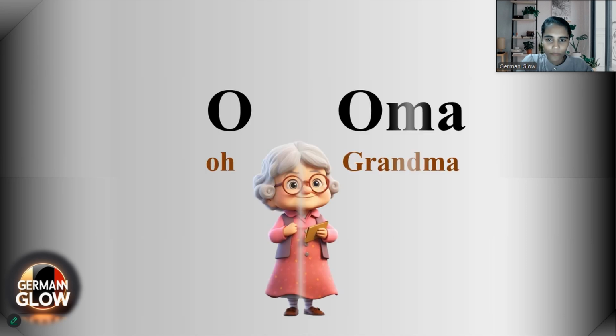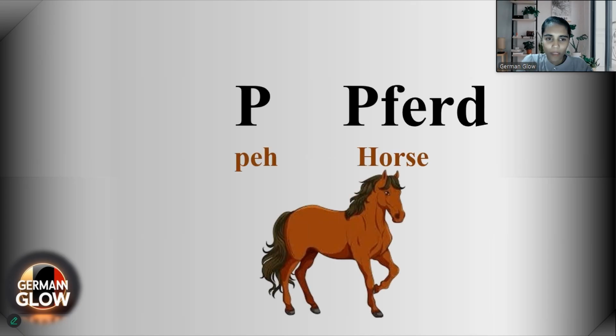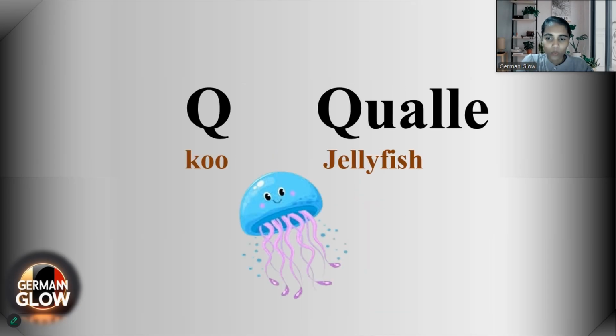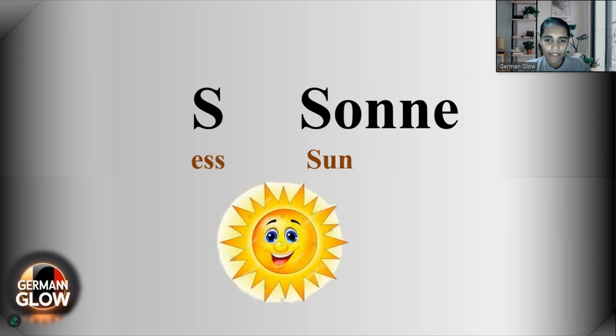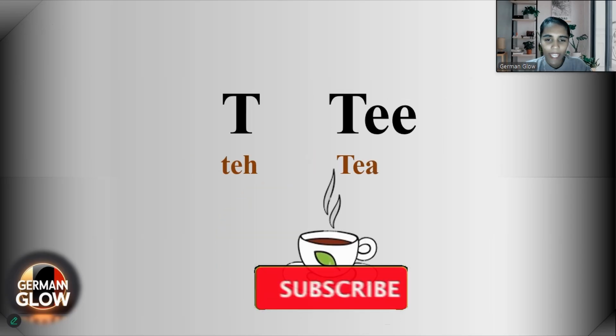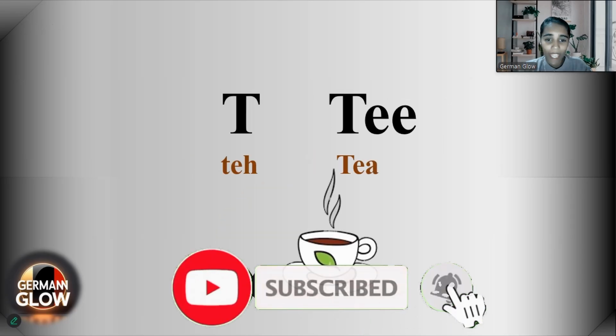O. O for Oma. P. P for Fred. Q. Q for Kuele. R. R for Rose. S. S for Sonne. T. T for T.